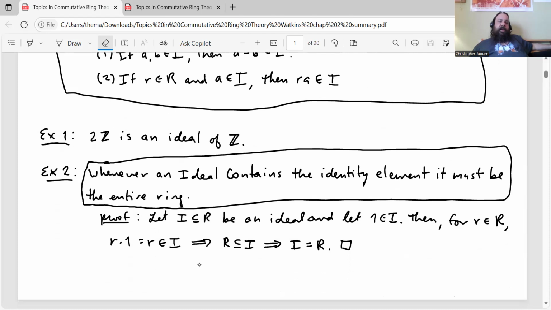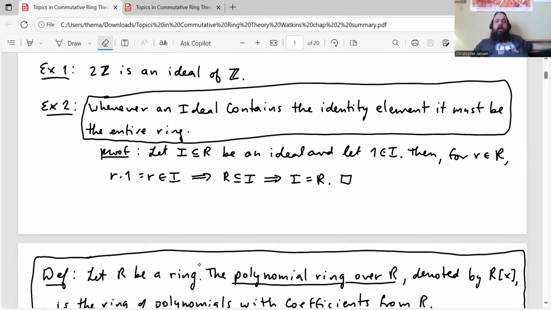All right, and now we have some examples. Example 1: the even integers, which we usually denote like this, 2Z, is an ideal of Z. We saw in the exercise set for Chapter 1 that 2Z was not a subring, but it is actually an ideal. Sorry, that Z was not a subring, but that 2Z was. Now we know that 2Z is actually an ideal of Z.